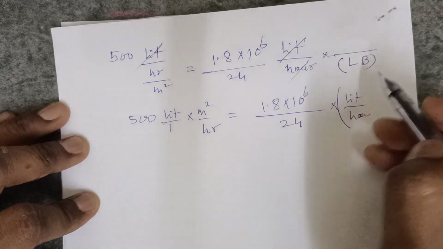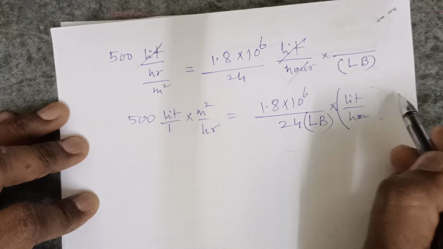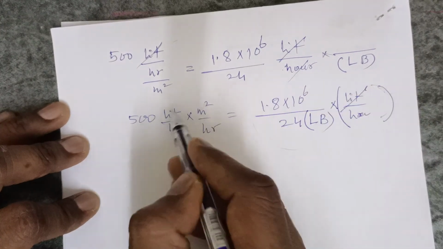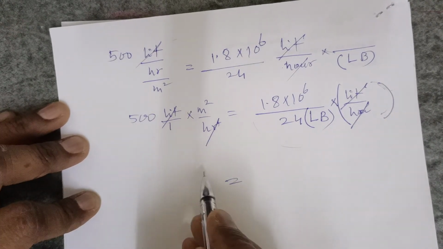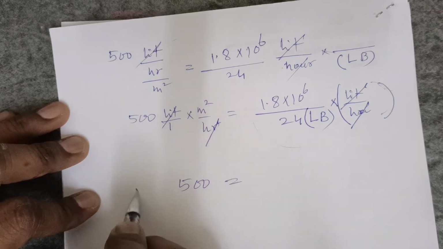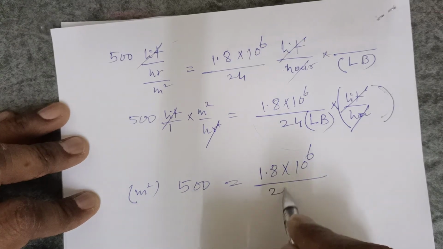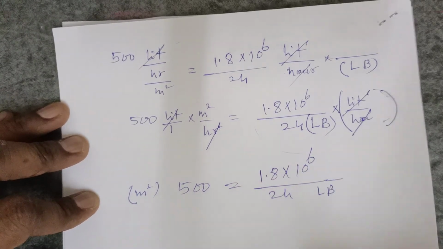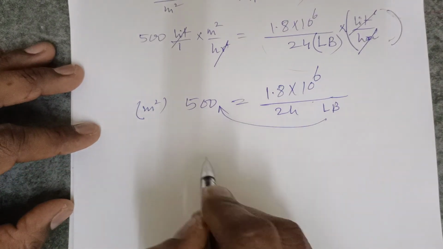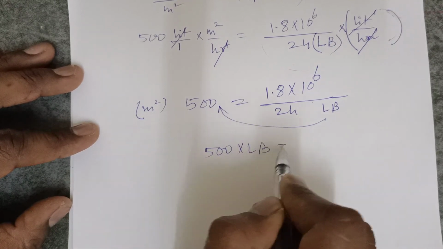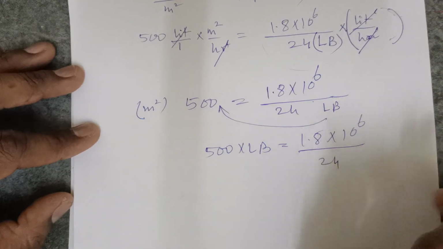Actually I should not write this, only this is your term. So here liter per hour again. Here liter will cancel, hour and hour will be cancelled. So what I will get is 500, in meter square, equal to 1.8 into 10 to the power 6 divided by 24 into LB, right? Now this LB I will take here. So 500 into LB will be equal to 1.8 into 10 to the power 6 divided by 24, right?